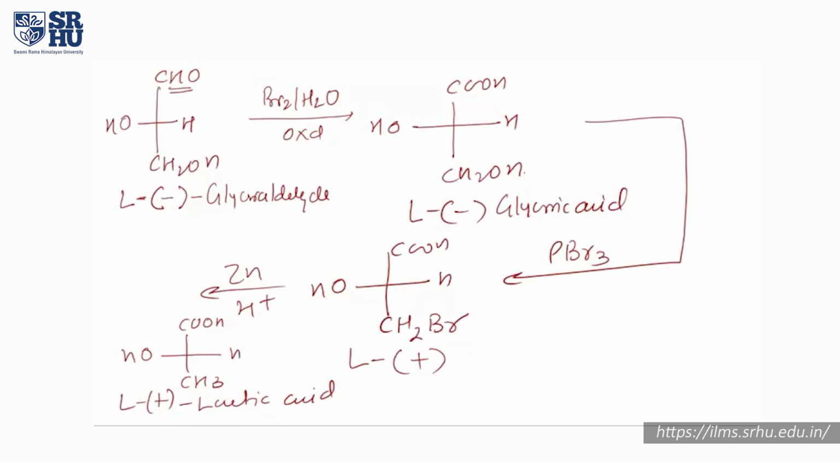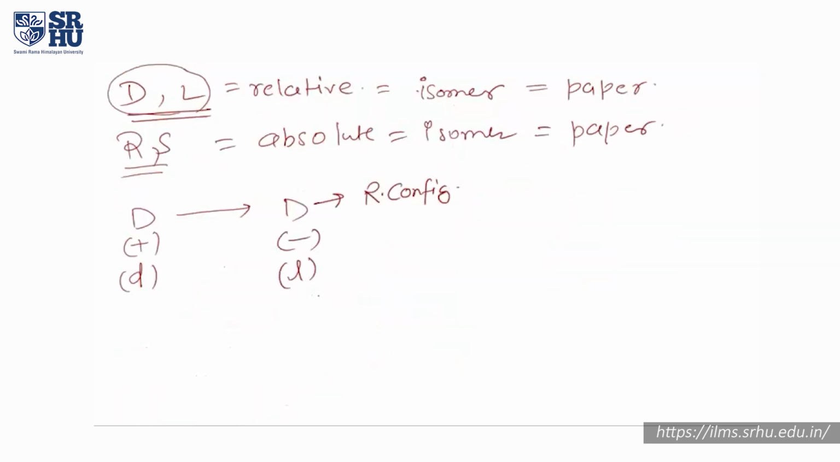Similarly, please remember that even in RS configuration, we don't know whether our compound is dextrorotatory or levorotatory. There is only one way to check it out. You have to put it into the polarimeter and check whether the compound is dextrorotatory or levorotatory. You can only see with RS or DL how the atoms are arranged in 3D space, and it will be easier to write on paper.